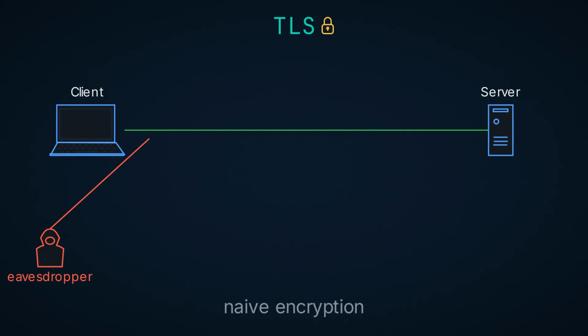Here's the naive way to do encryption. Take a secret key, send it to the server, then scramble everything with it. The problem is obvious. If you send the key across the wire, anyone listening just grabs the key and reads everything. Useless. So TLS does something that genuinely feels like magic the first time you see it.